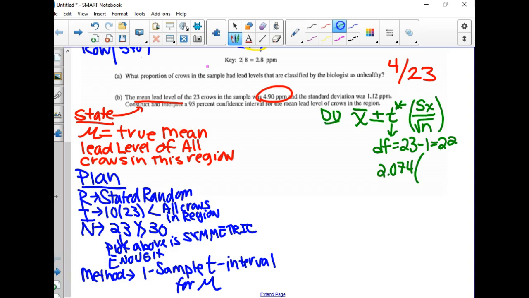Okay, take that standard deviation they give you, 1.12, divide it by the square root of 23, plus or minus the standard deviation they give you, and you calculate it right there. Did anyone go ahead and plug it in? Do you have it yet?